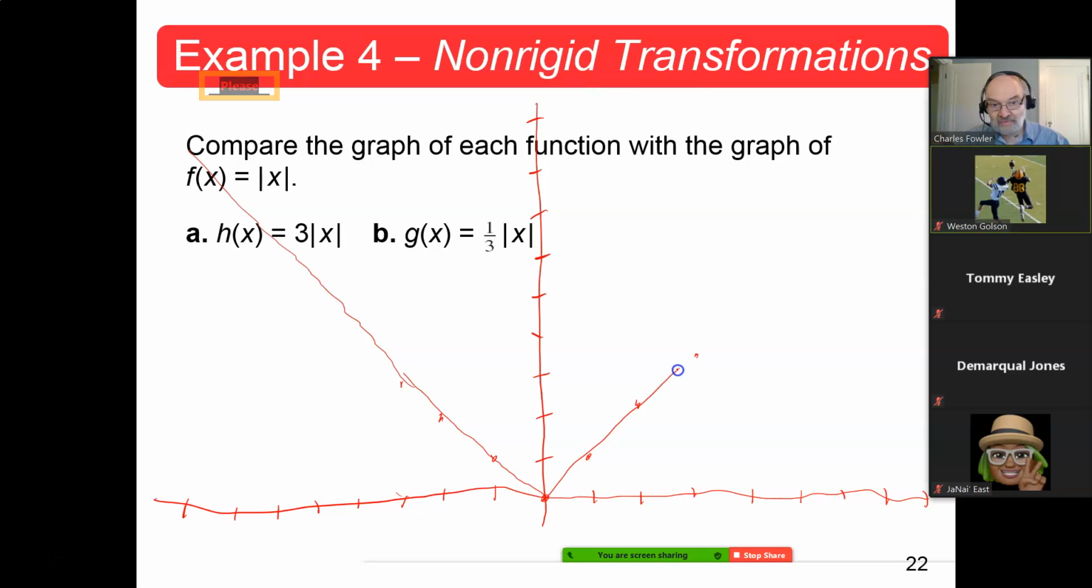1, 1, 2, 2, 3, 3, 4, 4, 5, 5, 6, 6, 7, 7, 8, 8, and so on.